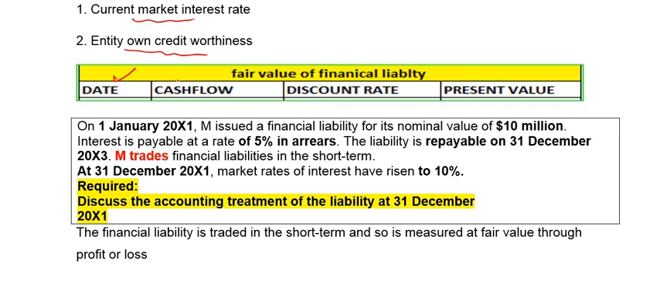You write here the date, here will be the cash flow, and there will be the discount rate, and here we will have the present value. The total of the present value will be the fair value of the financial liability. Clear? And for this you have to use this rate. Now here we have an example.